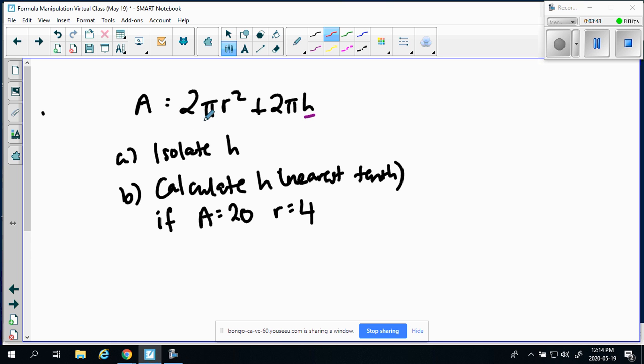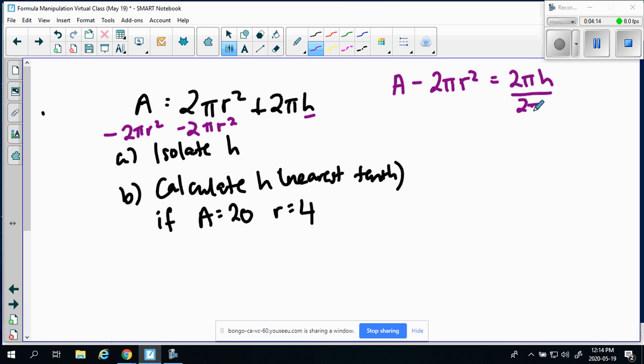So what you could do first is subtract this entire term from both sides to make it disappear. But you're not dividing by it, we're subtracting it, because this is like addition, 2 pi r squared. So we have A minus 2 pi r squared is equal to 2 pi h. And then you can divide both sides by 2 pi to get this. A minus 2 pi r squared over 2 pi is equal to h. So that is correct, and you can leave it that way.